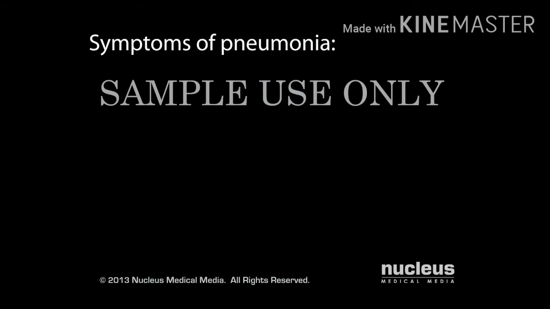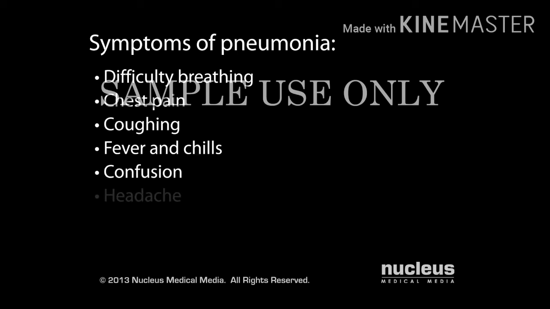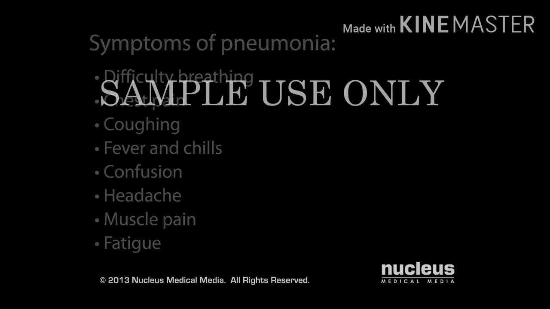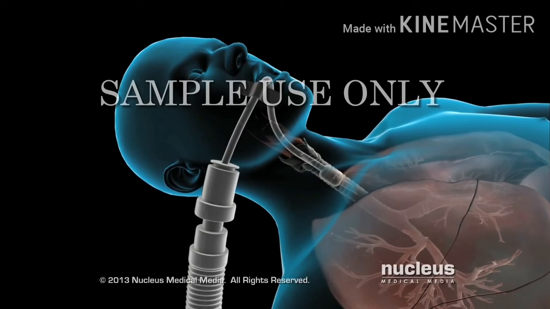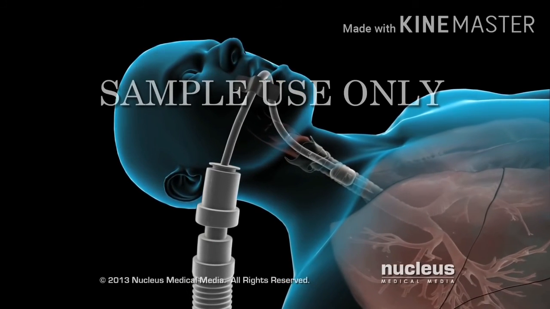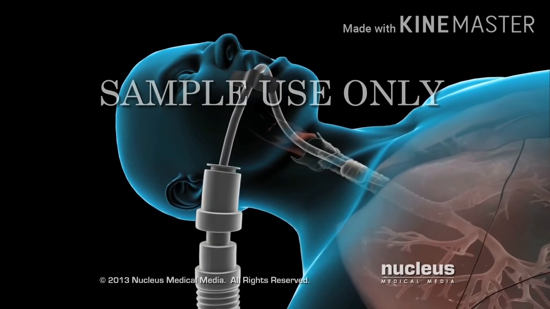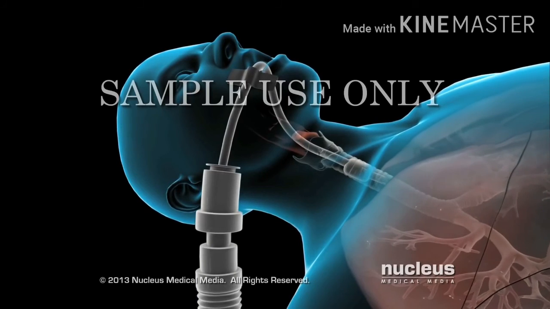Pneumonia may cause the following symptoms: difficulty breathing, chest pain, coughing, fever and chills, confusion, headache, muscle pain, and fatigue. Pneumonia can lead to serious complications. Respiratory failure occurs when your breathing becomes so difficult that you need a machine called a ventilator to help you breathe.